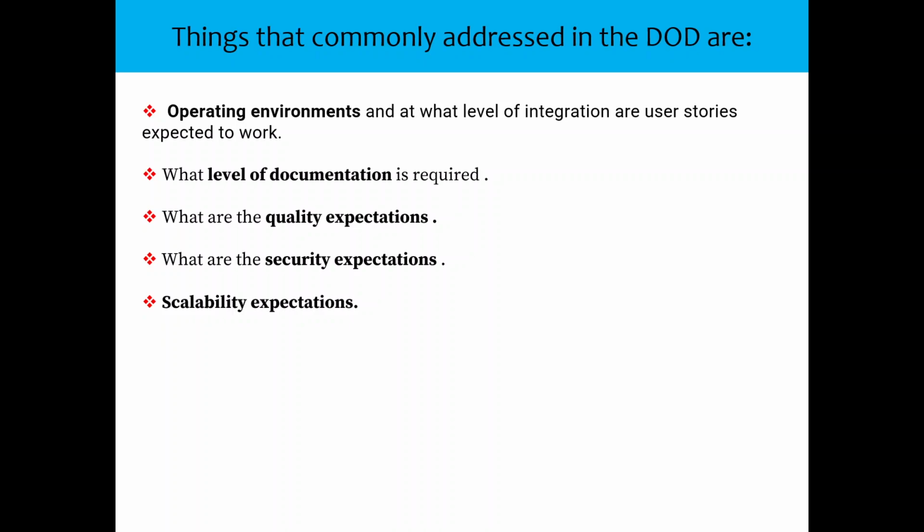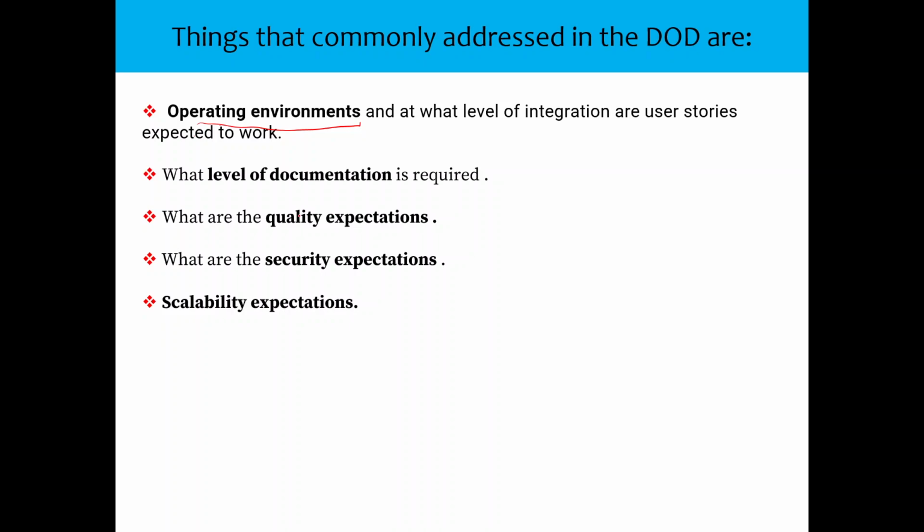So what can come into your mind when it comes to things that could be commonly addressed in definition of done? Operating environment: if you are using an operating system like Linux, or different versions of Android, on what versions it should run, iOS or browsers, all these things come into operating environments. What level of documentation is required? Because sometimes it could be automatically generated Javadoc, or fully edited end user documentation.